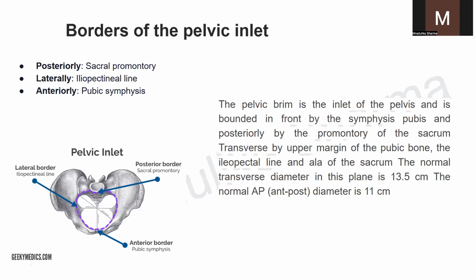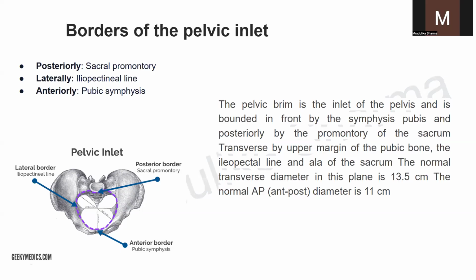So these are the borders of the pelvic inlet. Posteriorly, it is bound by the sacral promontory. Laterally, we have the iliopectineal line, as you can see, this purple border. And anteriorly, we have the pelvic symphysis. The pelvic inlet is bounded by the promontory of the sacrum, the upper margin of the pelvic bone, the iliopectineal line, and the ala of the sacrum.